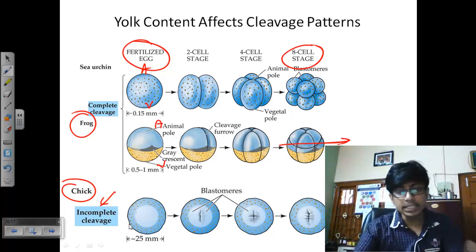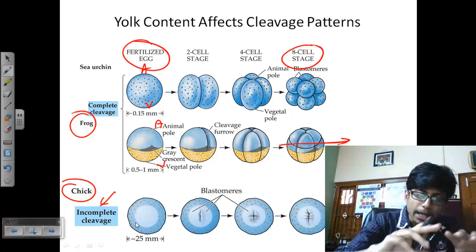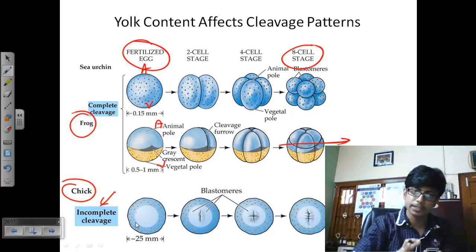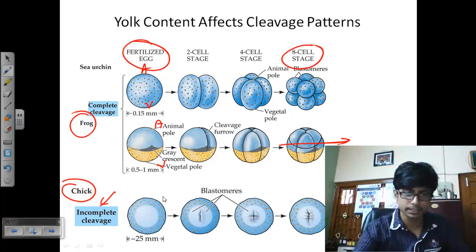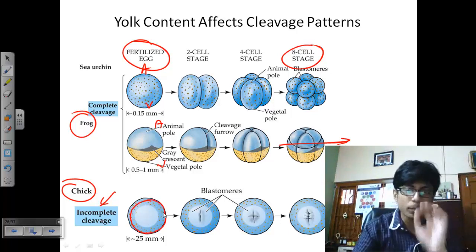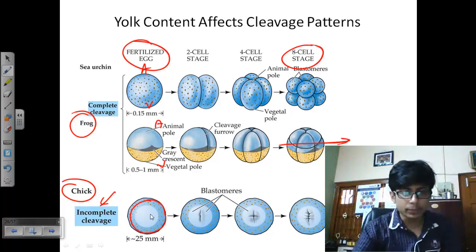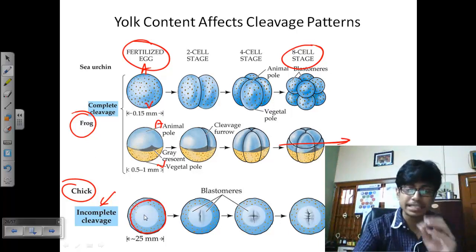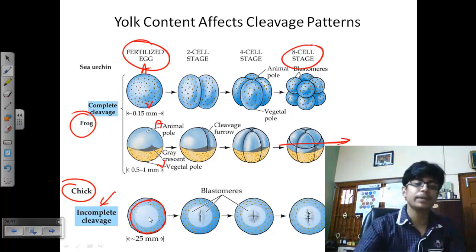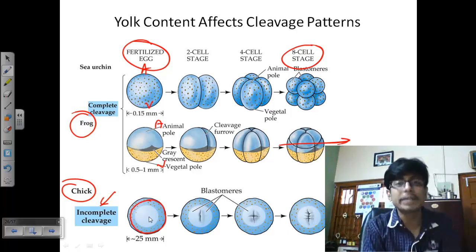See, in case of chick, as the yolk is present on the surface, in the surrounding region, you can see this is the yolk content surrounding the region. So the only way the cleavage could be possible is a region which is yolk-less, a less yolk containing region, and which is the middle portion where we have less yolk. So the process of cleavage in case of chick is never a complete cleavage.